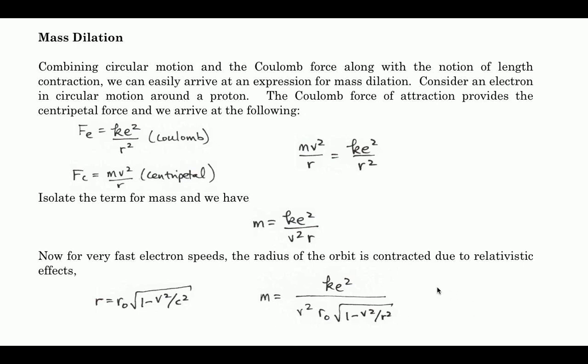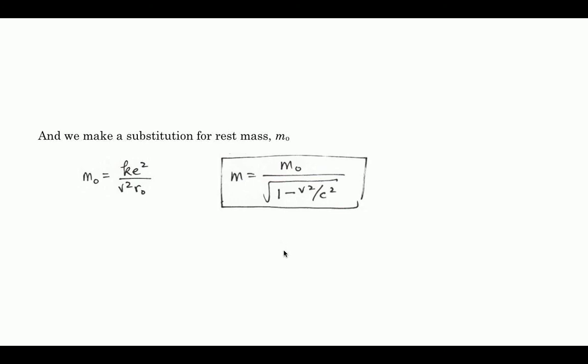And watch what I'm going to do. This term right here that I'm moving the mouse around, the k e squared over v squared times r naught, that right there, it looks so similar to this, right? k e squared over v squared r, k e squared over v squared r naught. This term right here, I'm going to replace. I'm going to call that rest mass. And there it is. Because really, this is the mass that it would have when it's at rest, right? And so here I get m is equal to m naught over the square root of 1 minus v squared over c squared. And this should look very familiar.